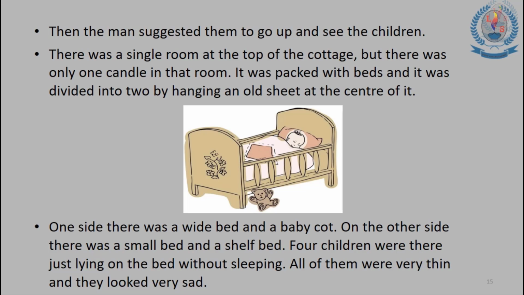On one side there was a white bed and a baby cot which was used by the baby. On the other side there was a small bed and a shelf bed. Four children were there just lying on the bed without sleeping. That means inside that small room four children were there. Even though they were lying on the bed, they were not sleeping. All of them looked very thin and very sad.